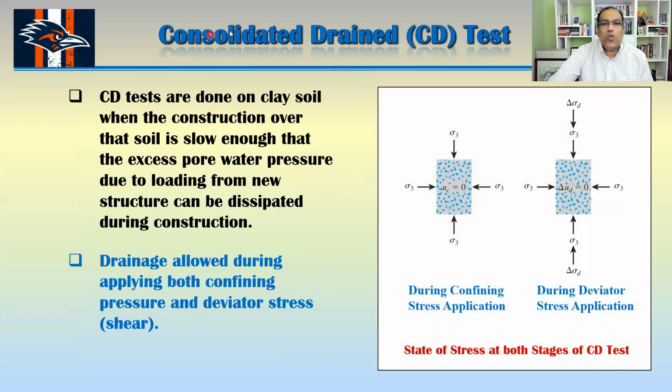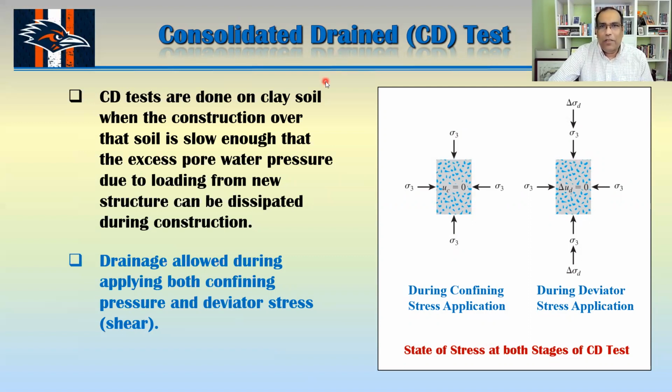Now this is called the consolidated drained test. We are going to discuss that one first. From the name, you can understand that the first part is stage one, and this is stage two. Stage one is when we apply the confining pressure, and stage two is when we apply the shear. In both cases, you are going to allow consolidation, meaning the drainage is open.